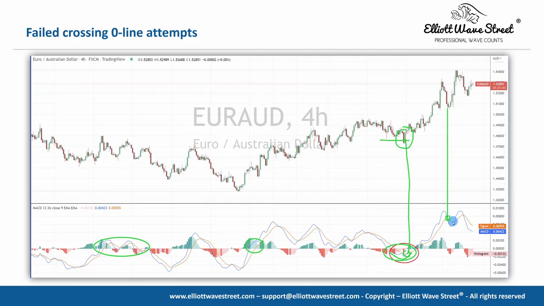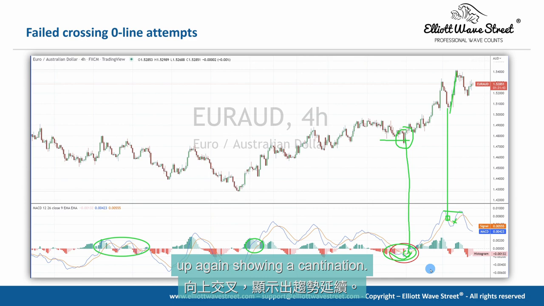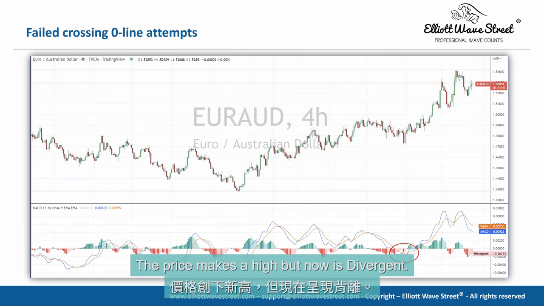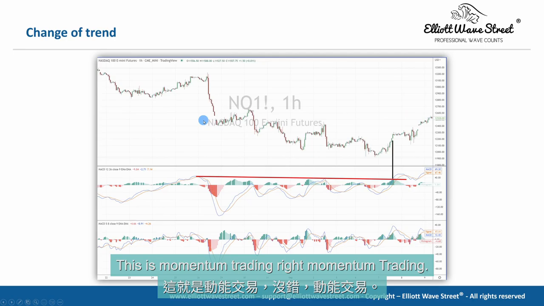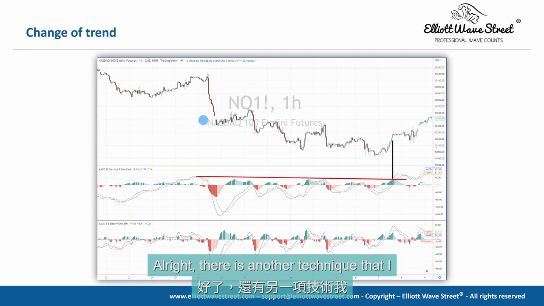Then it crosses up again, showing a continuation. The price makes the high, but now it's divergent. So we have to be even more careful. This is momentum trading, right? Momentum trading. All right, there is another technique that I want to share with you tonight.